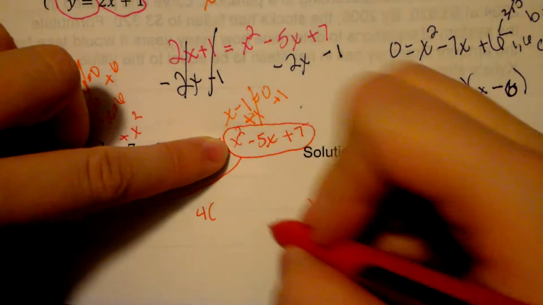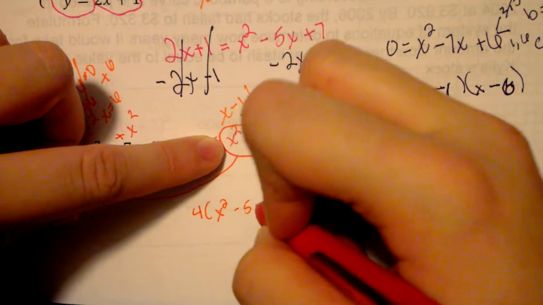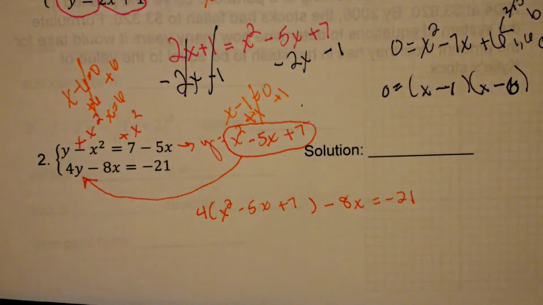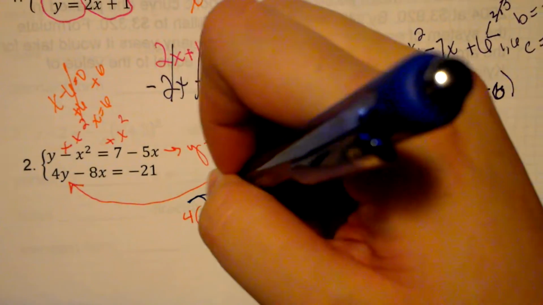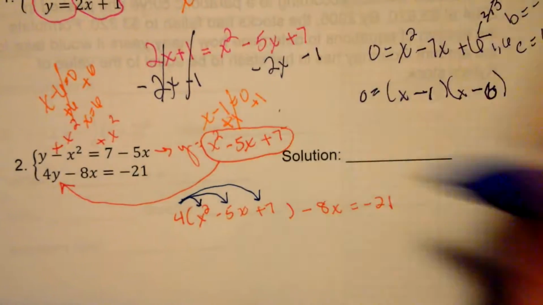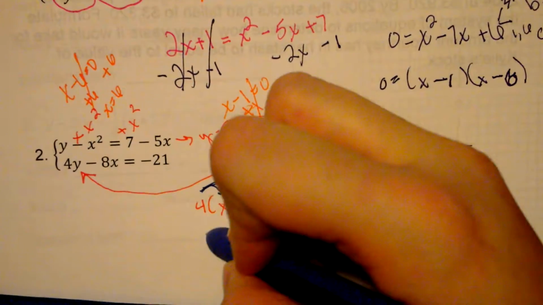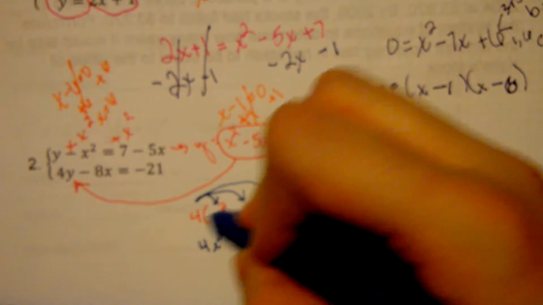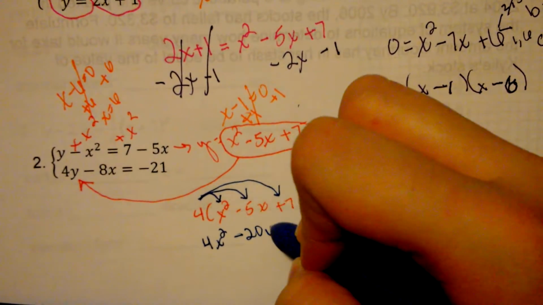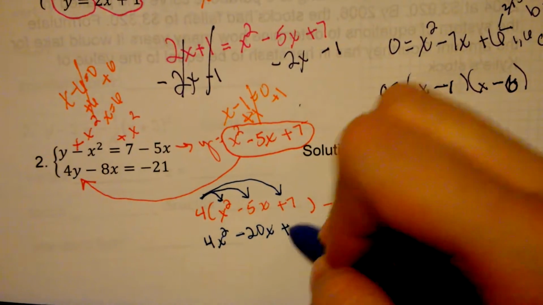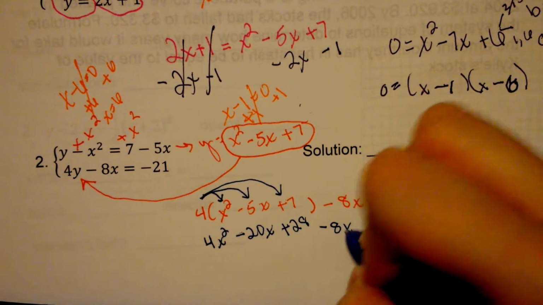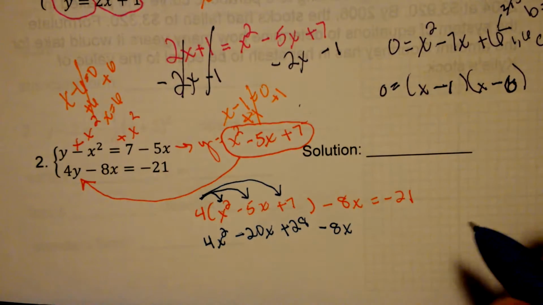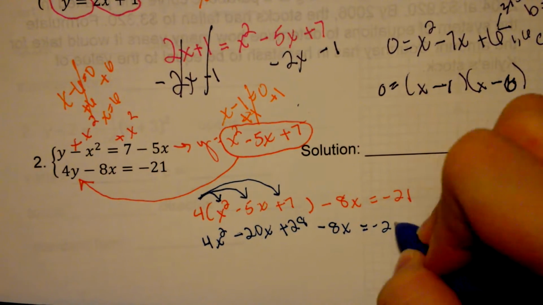And I'm putting in x squared minus 5x plus 7 in those parentheses. I have 4 on the outside, so I'm going to bring it on the inside. I'm going to distribute. Everyone gets a 4. 4 times x squared is 4x squared. 4 times negative 5 is negative 20. 4 times positive 7 is 28. And then I have another term, negative 8x. And it's equal to negative 21.